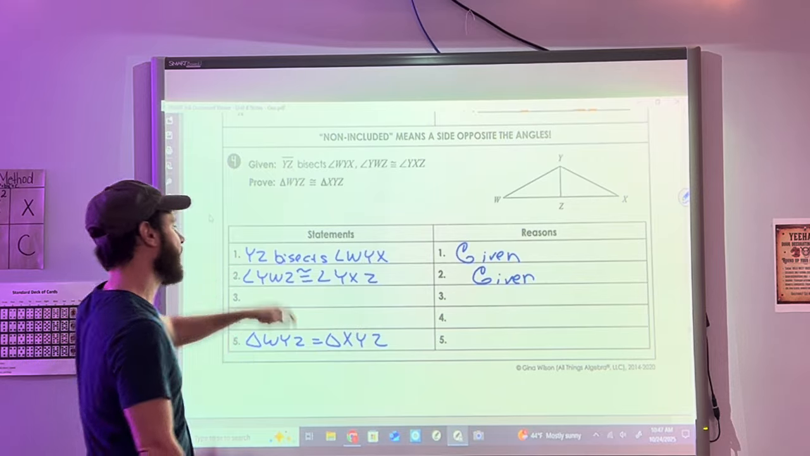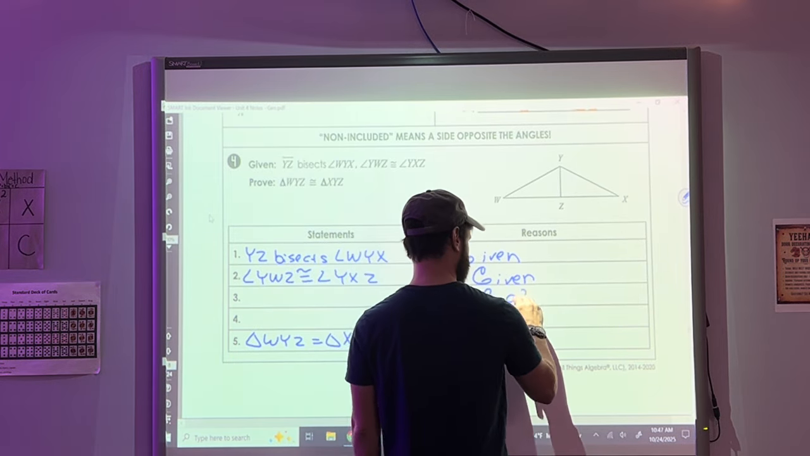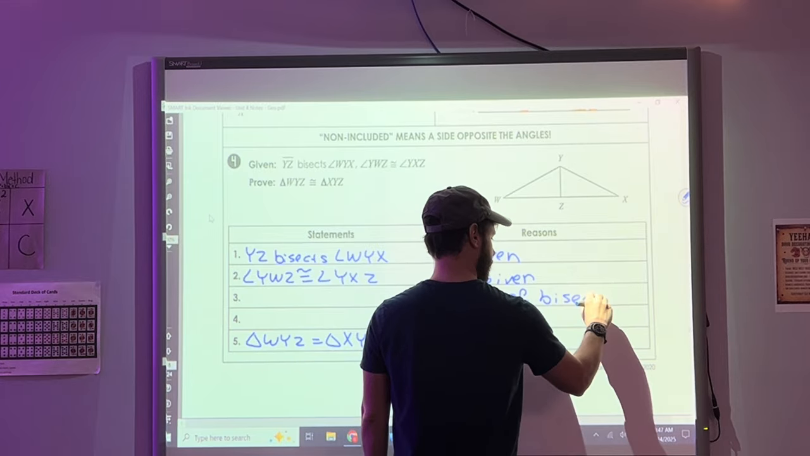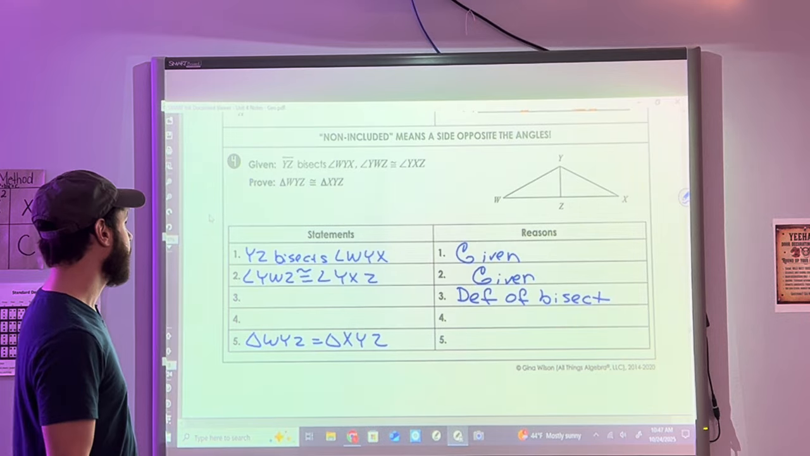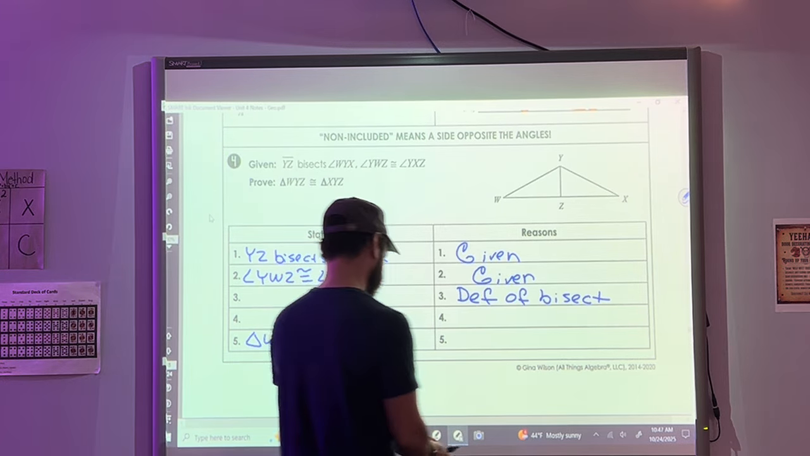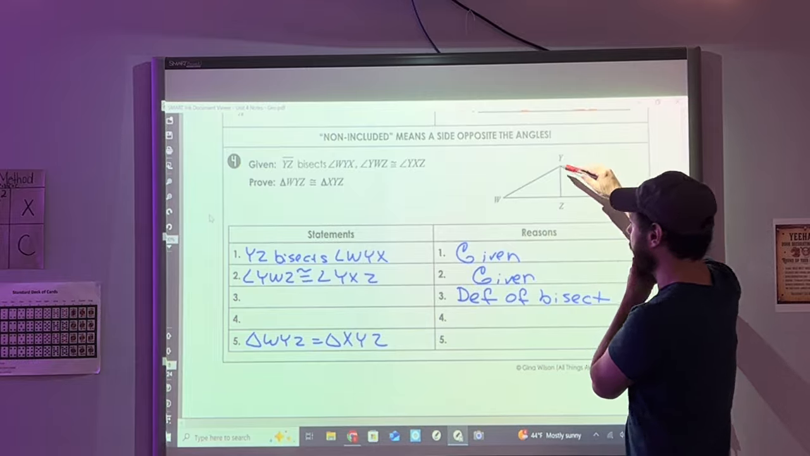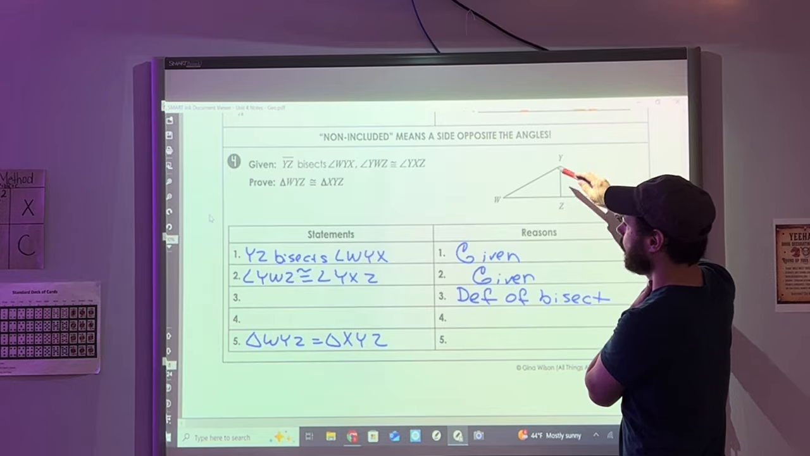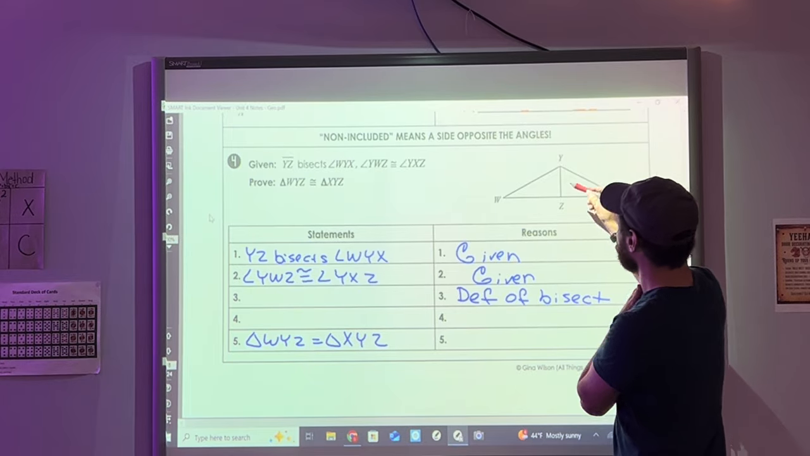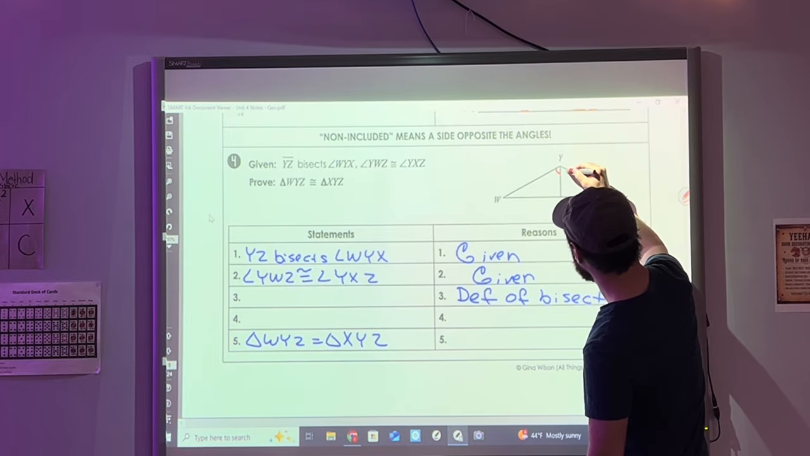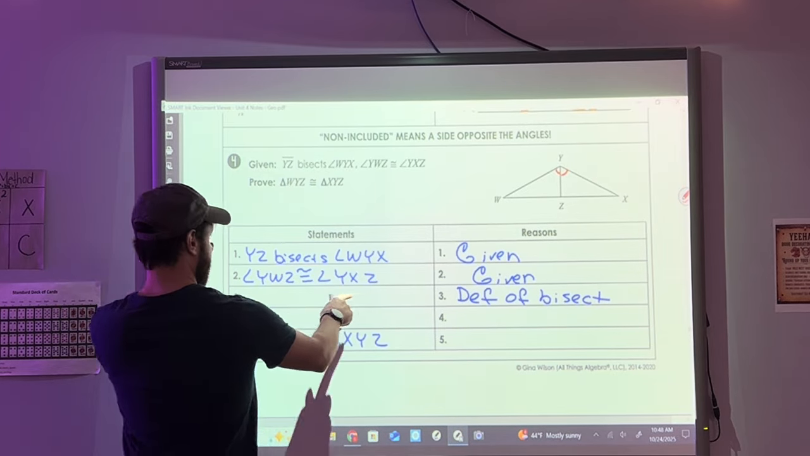Okay, well, I see the word bisect, so I'm going to use the definition of bisect, just like I used the definition of midpoint. The question is, what am I going to put here? I'll figure that out in a second. Let's label the picture first. YZ is cutting WYX in half. So that means that this thing is going to match that thing. So that's going to be my statement for definition of bisect.